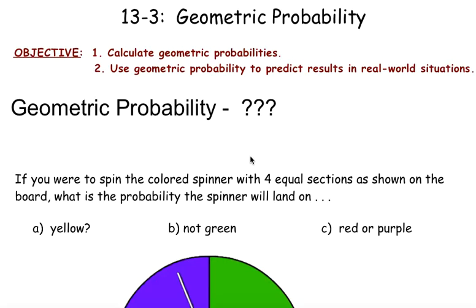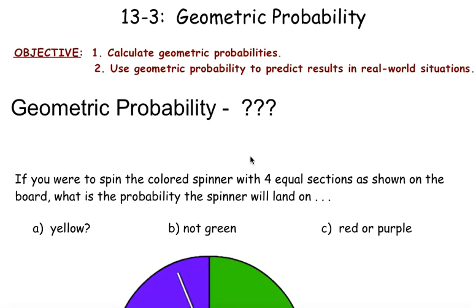Before we get started, make sure you have the note sheet that says section 13.3 on it, geometric probability. Yours is going to look a little bit different than what is on the video right now. That's okay. We'll get there in a second. You're not actually going to write anything down yet, but I just want you to be ready. I will follow along the note sheet after I give you a quick introduction.